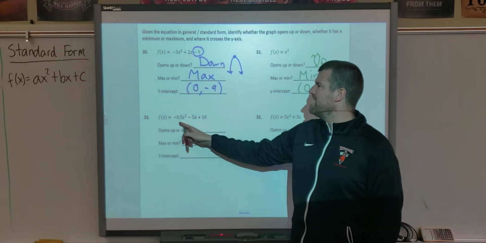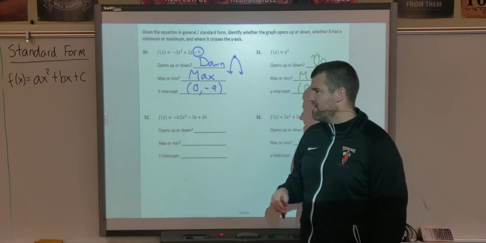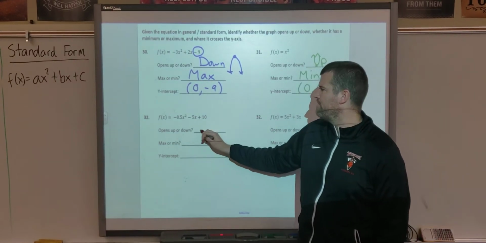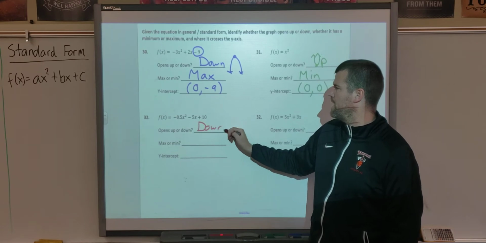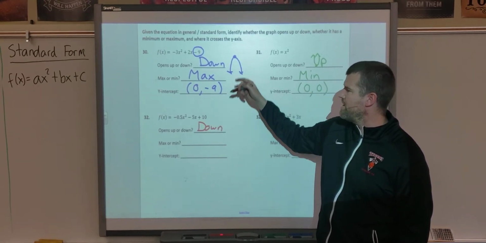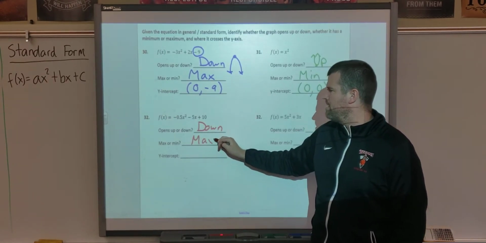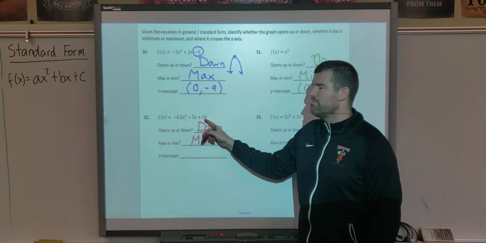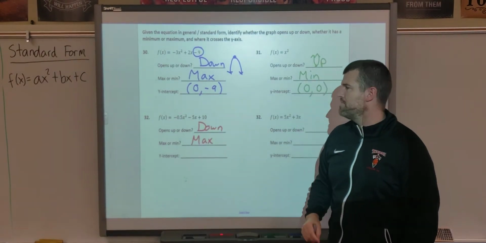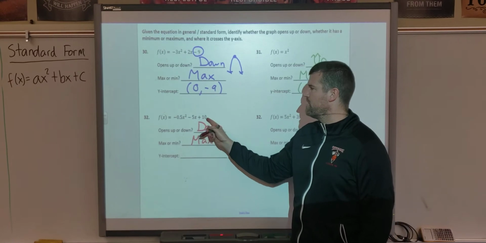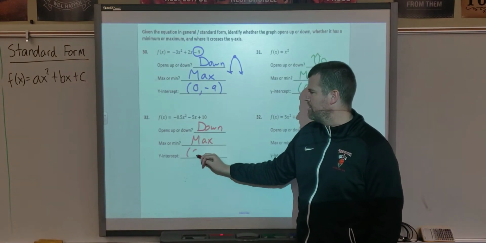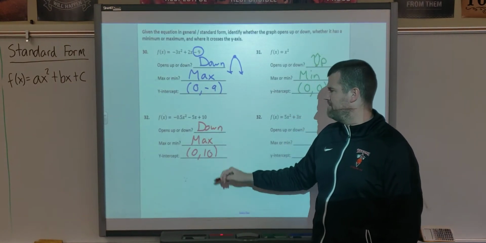This next one is negative 0.5 for the a. So if our a is negative, the graph will open down. And again, if the graph opens down, we have a maximum. And then our c value on this problem is positive 10. And because it's in standard form, we know that our c is our y-intercept. So it is (0, 10).